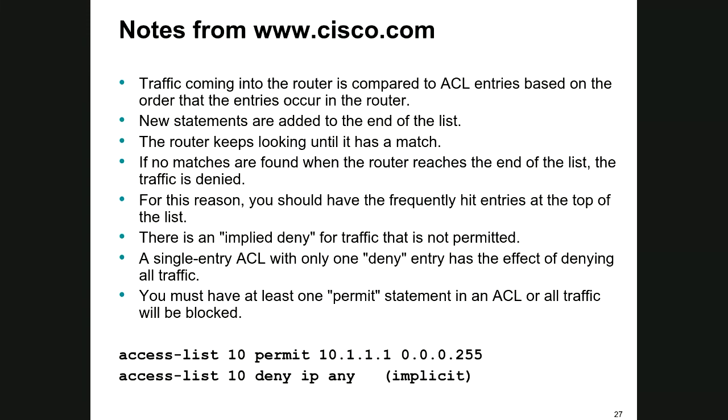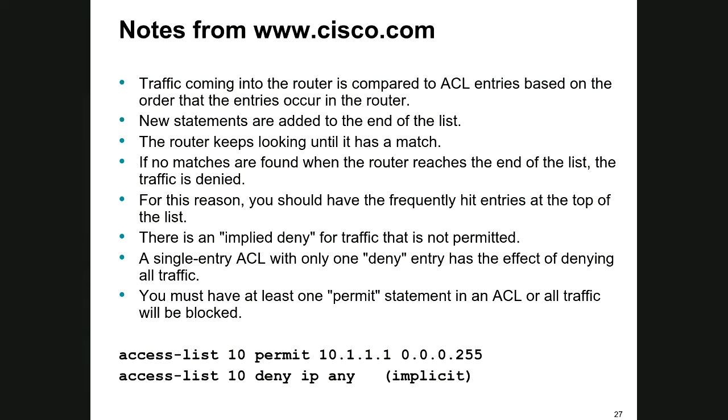Okay, here are some notes from Cisco. Traffic coming into the router is compared to the access control list in order. We talked about the order. If you add any new statements, they'll go to the end of the list. Oh, this is a problem. If I want to fix the list, we're going to have to delete the list and use Notepad and punch in a new list.